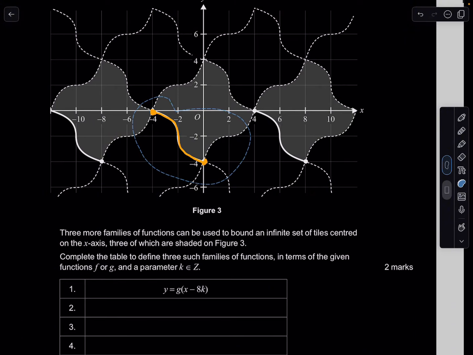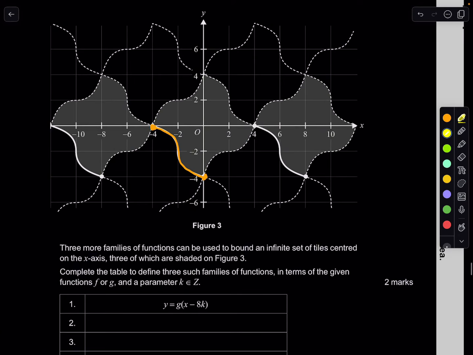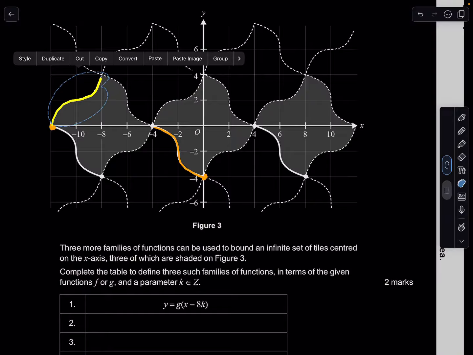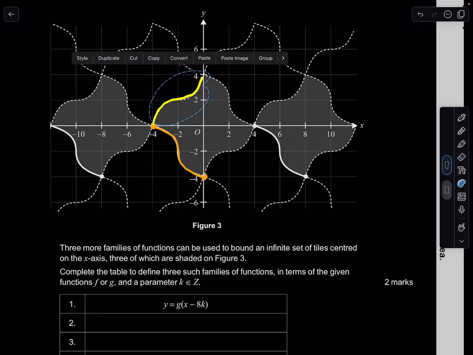Three more families of functions can be used to bound an infinite set of tiles centered on the x-axis, 3 of which are shaded on figure 3. Complete the table to define 3 such families of functions in terms of given functions f or g and the parameter k. So basically what we need to do is, this one's already given to us. We need to make up 3 general equations. So one for this, so that makes up this repeating. It repeats. So a general solution or equation that always gives us this here translating basically right, left, and it's always giving that infinite set.